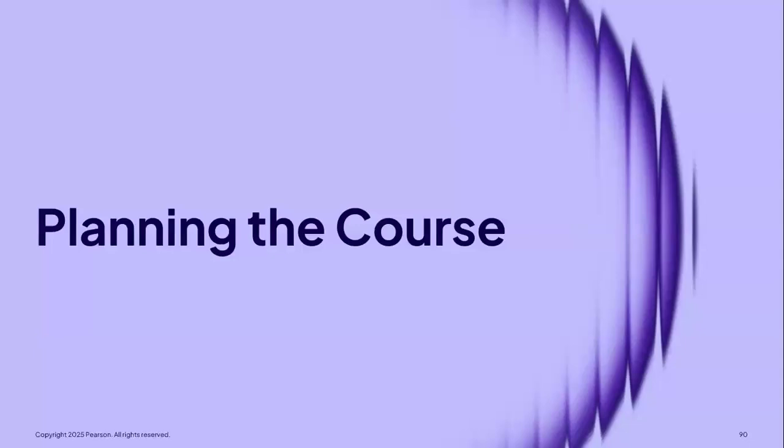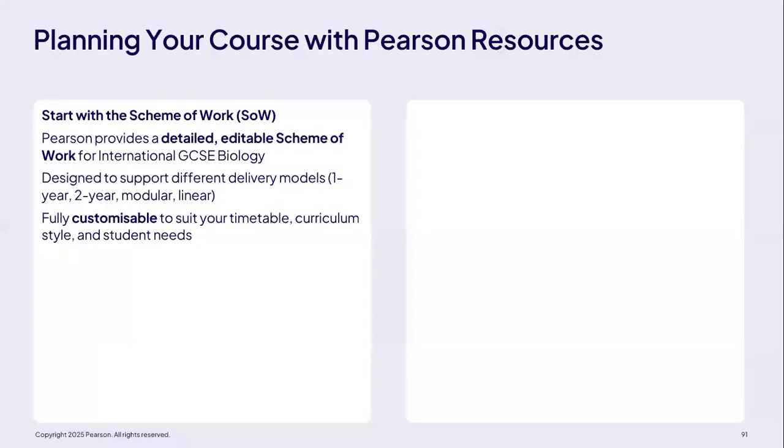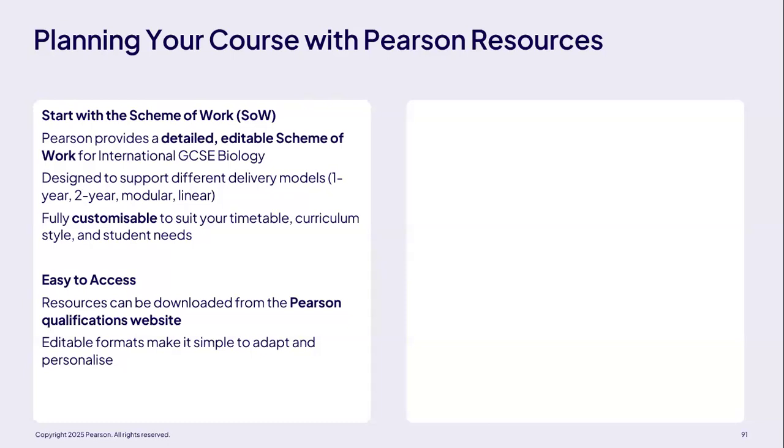So when you're planning your course, again, Pearson produced resources to help you with this. There is a scheme of work produced by Pearson, which is detailed and it's editable. So you can adjust it to fit your lesson length, what you want to include, the order you want to do things in. And it's designed to support the different delivery models of 1 year, 2 year, modular and linear. And you can customize it to suit your timetable, your curriculum style and your student needs. And it can be downloaded directly from the Pearson Qualifications website.